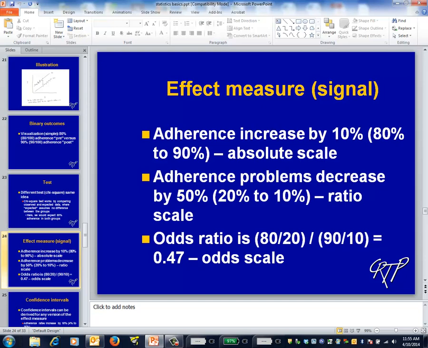The effect measure or signal can be quantified in various ways, all of which use the same chi-square test. Three common ways, using absolute, ratio, and odds scales, are illustrated in this slide. The odds scale doesn't seem as intuitive as the others, although it turns out to be the basis for the most common modeling technique for binary outcomes, logistic regression.